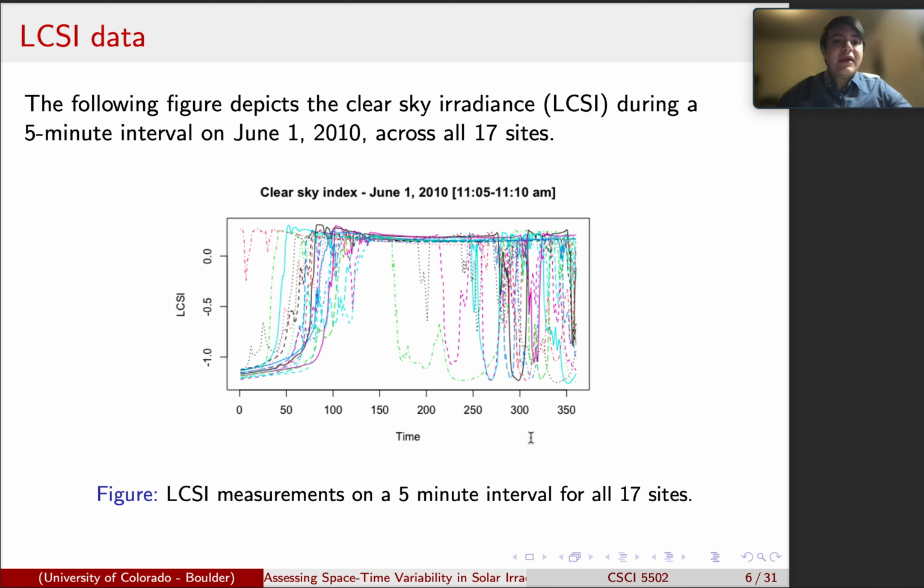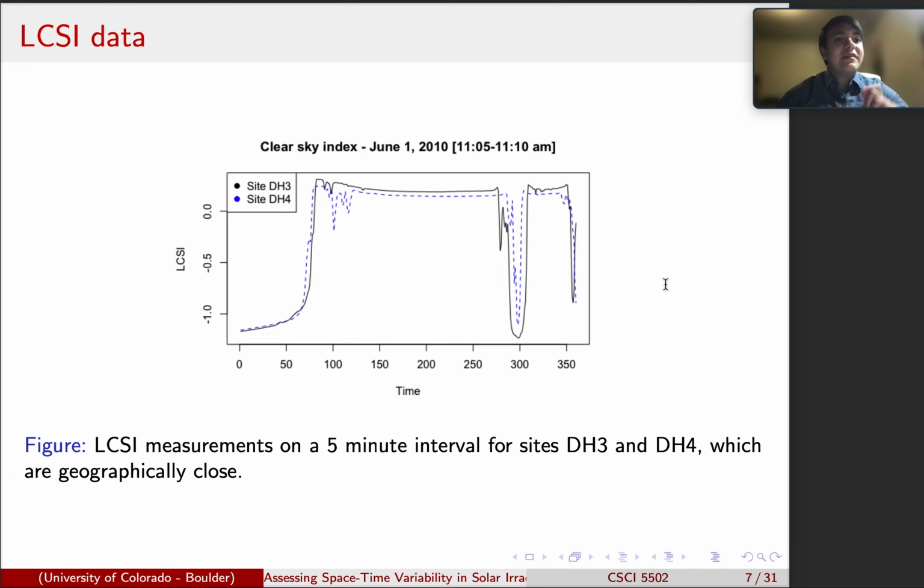As we can see, even though the time series seem very similar to one another, there seems to be some sort of lag between them. For example, if we take two sites, DH3 and DH4, which are solar panels geographically close to one another, their time series, which show the GHI process, are very similar. One thing researchers are always trying to do with solar data is modeling or prediction. However, that is hard when we cannot analyze our data properly.